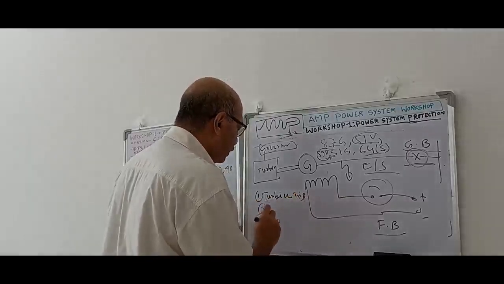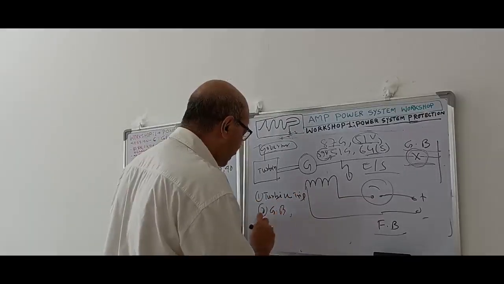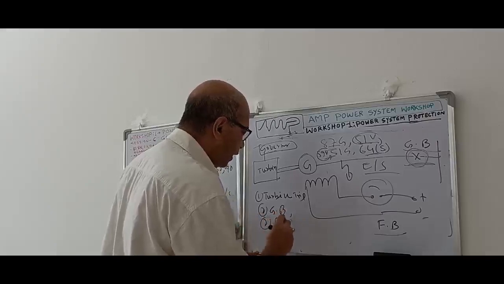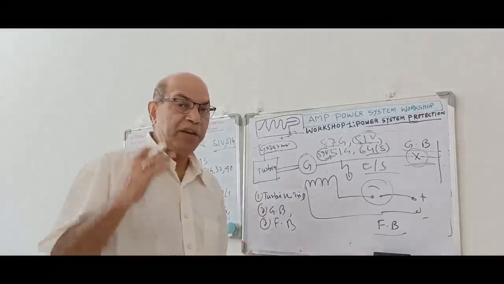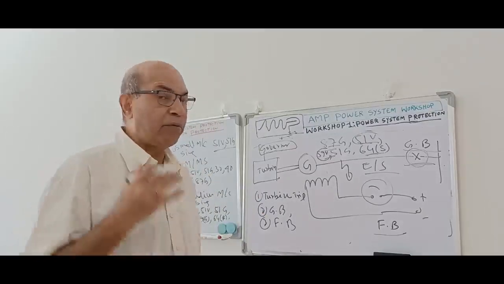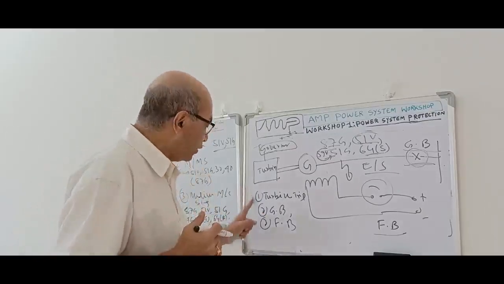Number 2, this generator breaker to be tripped, and number 3, field breaker to be tripped. In this event, in addition to this, if there is some very urgent and critical mechanical problem observed, immediately all these 3 breakers are to be tripped.